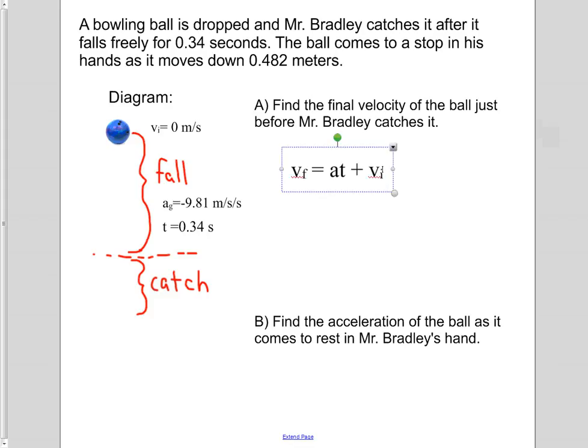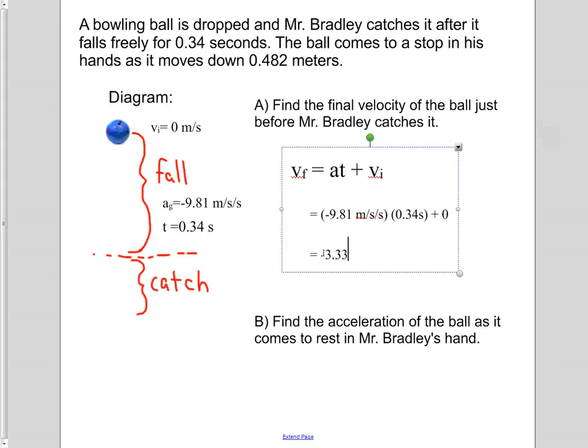So we're going to plug in. It's equal to negative 9.81 meters per second squared times that time, 0.34 seconds, plus the original speed, which was 0. And when we calculate that out, we get negative 3.334 meters per second. The fact that it's negative shouldn't bother us. It is falling down. At that point, it would have a speed that's downward. In fact, it should be negative.